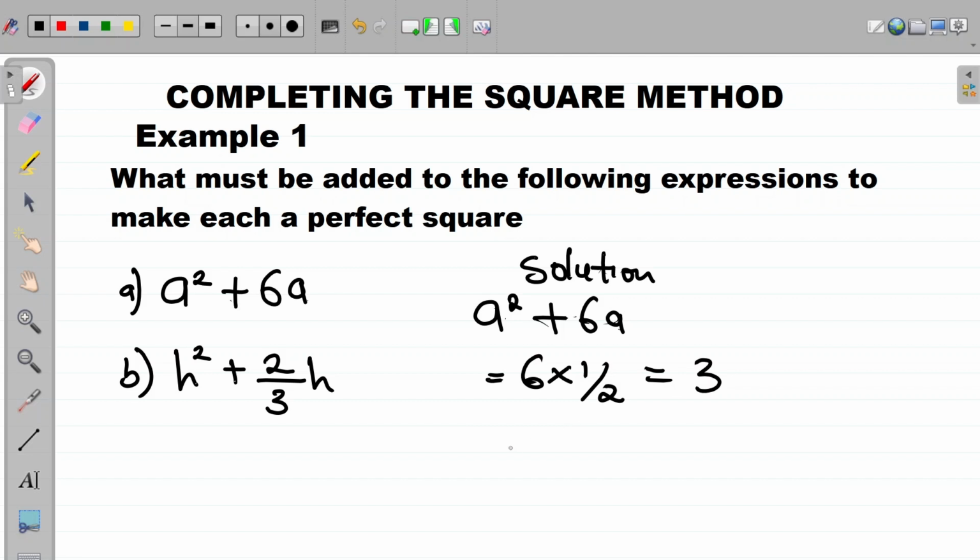And the next thing we do is that we square the result and add it to the equation. So if we square this, it will be 3 squared, which will be equal to 9. So therefore, we have a squared plus 6a plus 9. So 9 must be added to the equation to make it a perfect square.